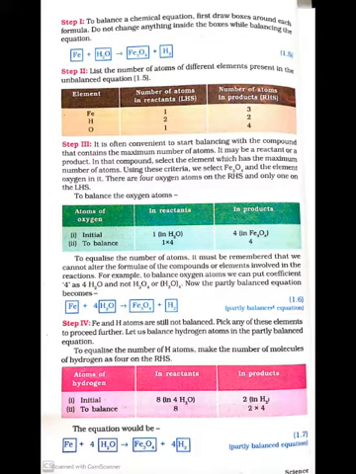See the table below, atoms of hydrogen in reactant and in product. Initially, 8 in 4H2O, in product 2 in H2. Second, to balance, in reactant 8, in product 2 into 4. The equation would be Fe plus 4H2O is equal to Fe3O4 plus 4H2.